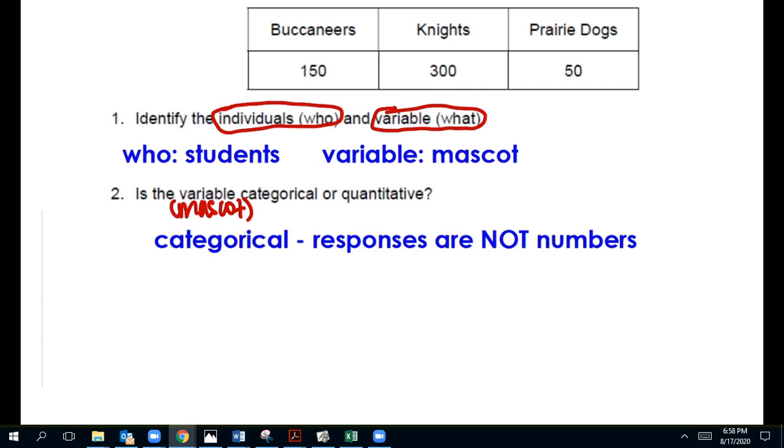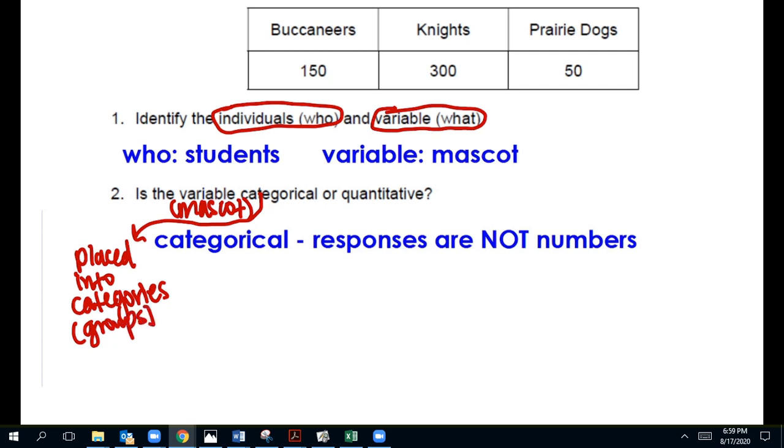And so you just had to think about that using the words themselves. Categorical. Categorical means categories. Just going to put a little line over here. Placed into categories, which seems like we're using a word to define itself. So I'm going to write groups. And these are the individuals that got placed there.